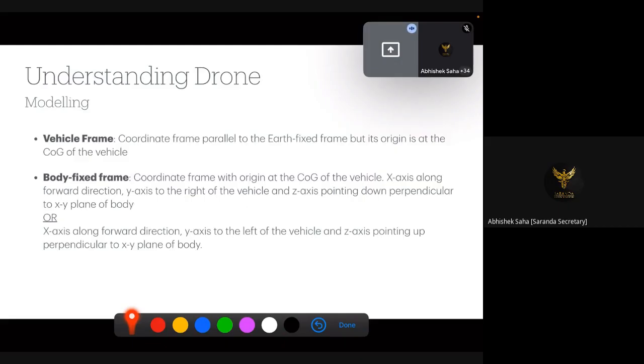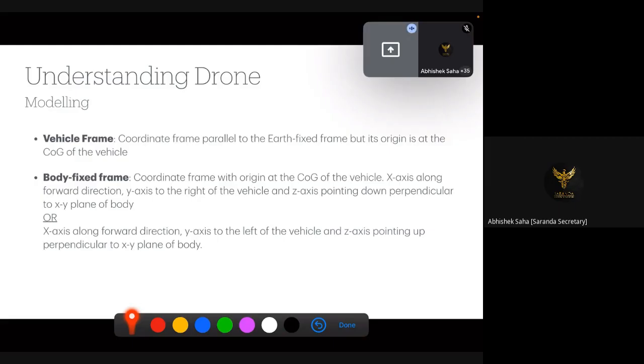The next frame is a frame on the vehicle, and it is typically said that this coordinate frame has its origin at the center of gravity of the vehicle. This is a frame which remains parallel to the earth fixed frame. So whether you choose a NED or an ENU, it remains parallel to that frame, and that frame is fixed. Basically, it's a frame that has the origin at the COG: the NED frame or the ENU frame translated to the vehicle. So this frame keeps on moving with the vehicle, but remains parallel to the earth fixed frame.